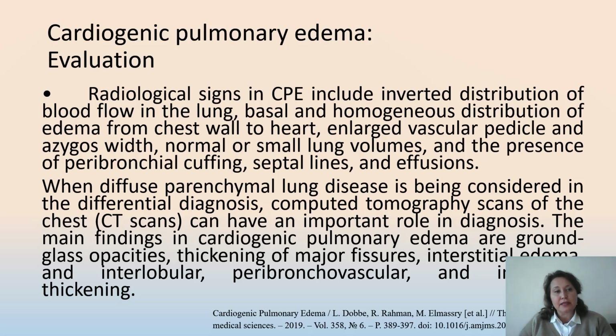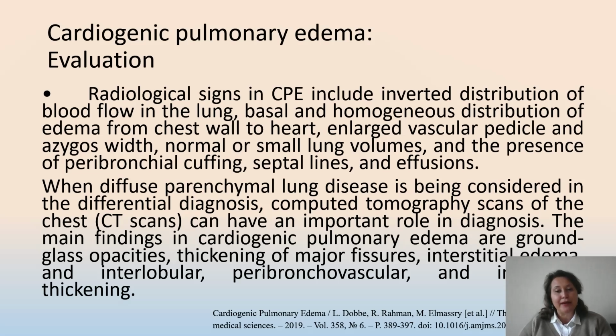Radiological signs in cardiogenic pulmonary edema include inverted distribution of blood flow in the lung, basal and homogeneous distribution of edema from chest wall to heart, enlarged vascular pedicle and azygous widths, normal or small lung volumes, and the presence of peribronchial cuffing, septal lines, and effusions.